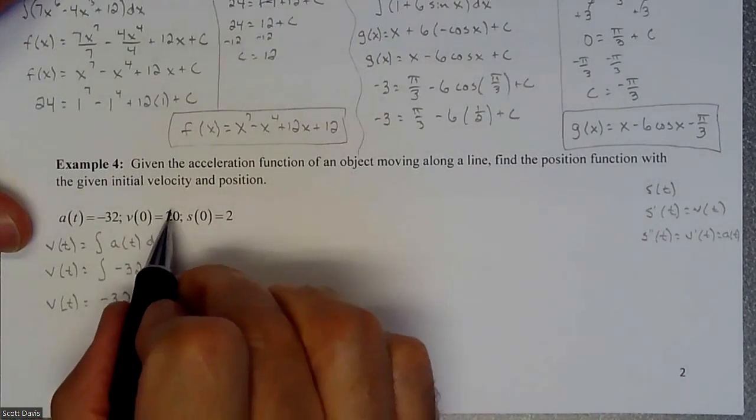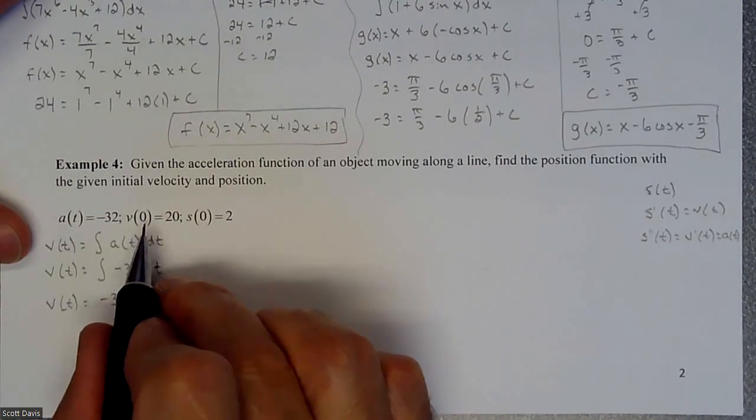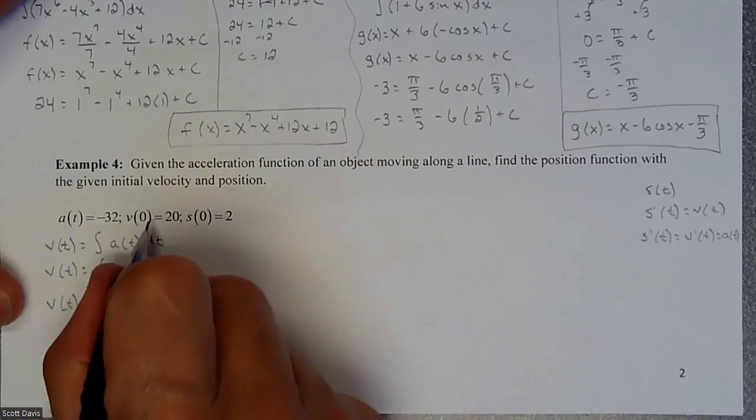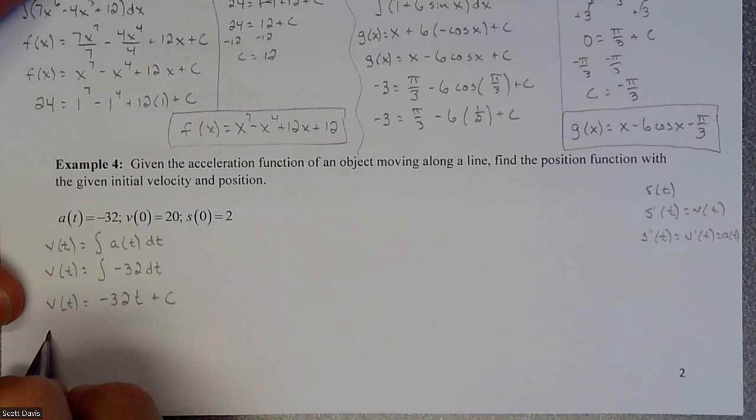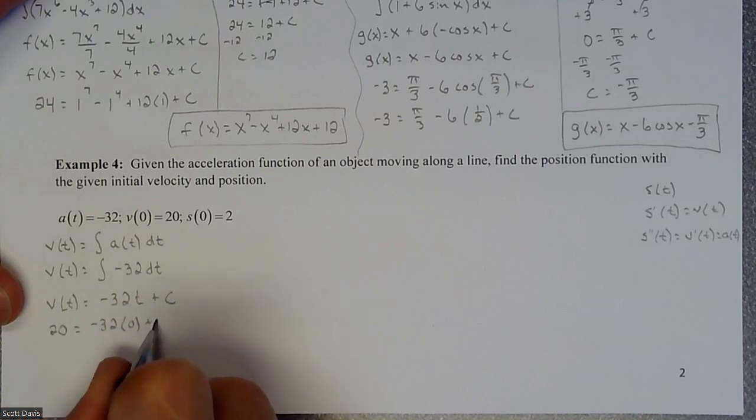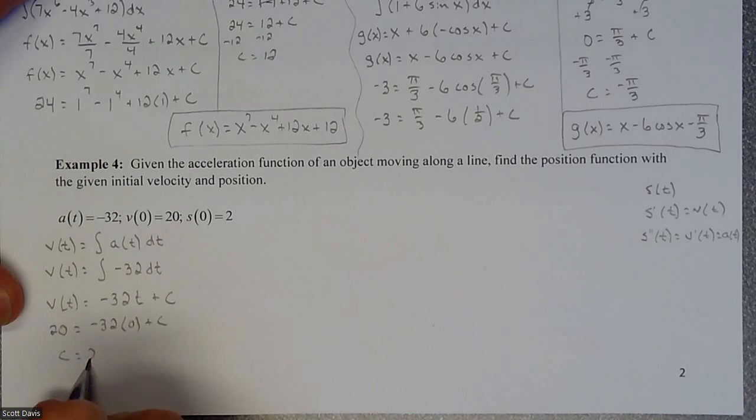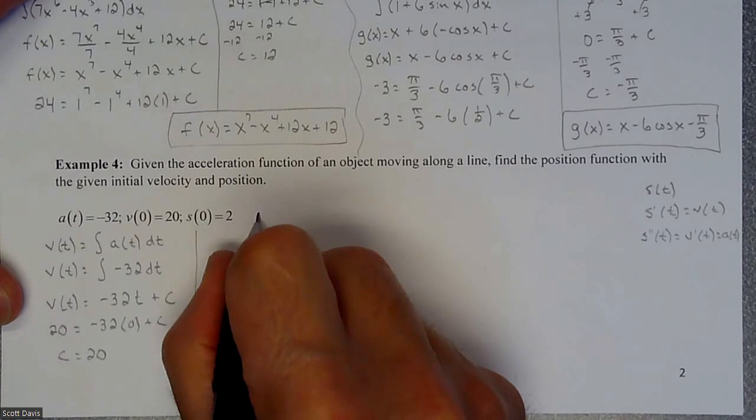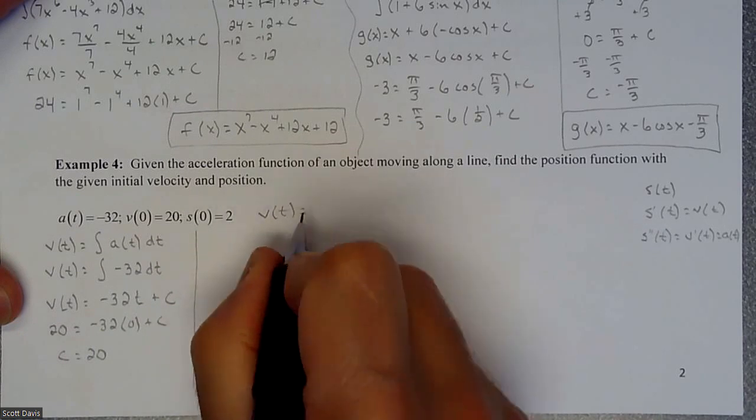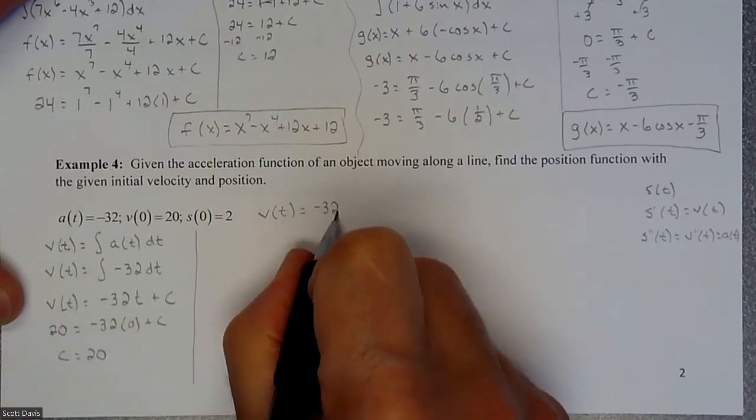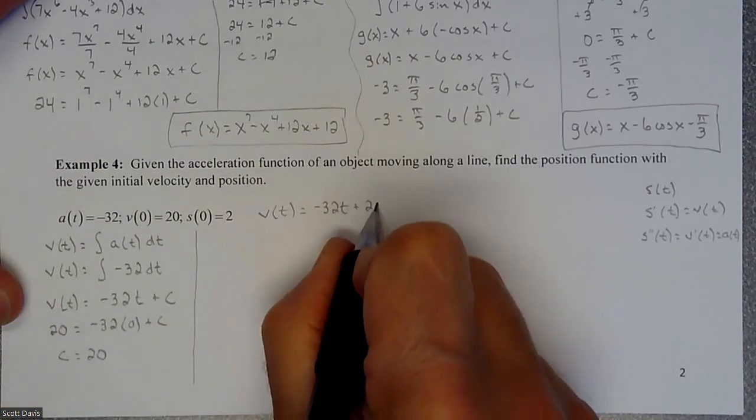All right, so here's where this information comes in. It says that at time 0, we have an initial velocity of 20. And so then we can plug in 0 and set our velocity equal to 20. So 20 equals negative 32 times 0 plus c. Perfect. C equals 20. All right, so our velocity function would be this plus our c value, negative 32t plus 20.